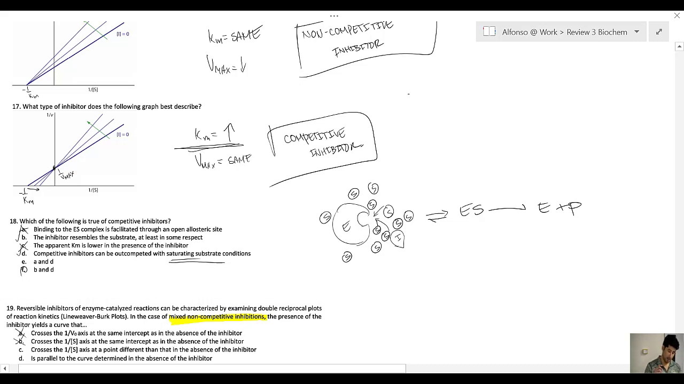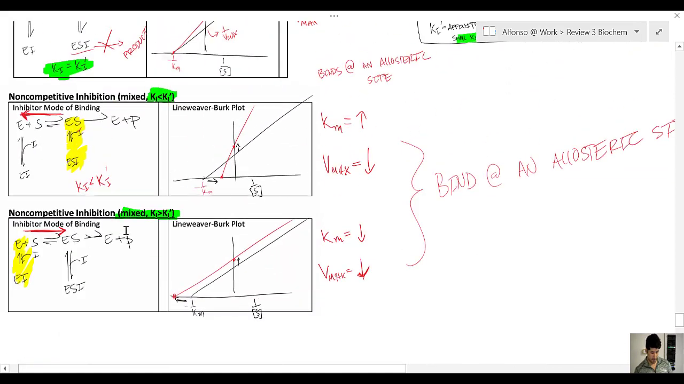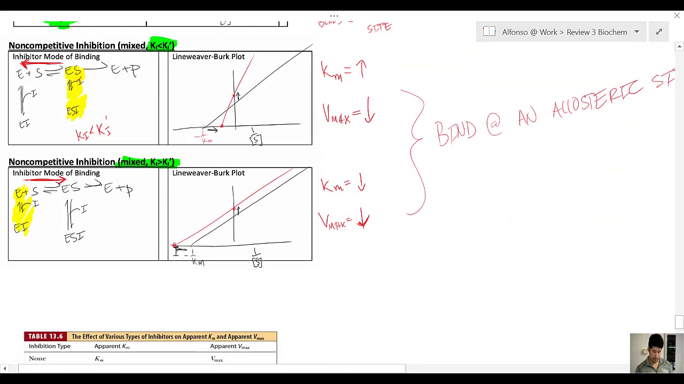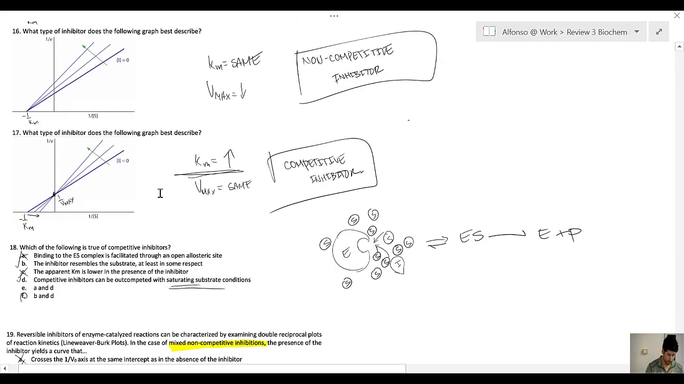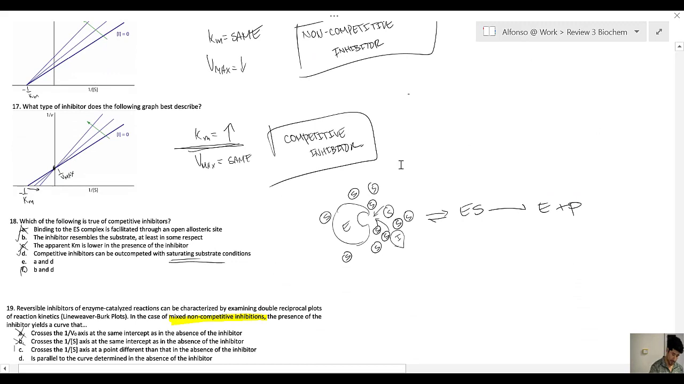What about C? Crosses the 1 over S axis at a point different than that in the absence of the inhibitor. Is that true or false? That is true. Look at that. So here it crosses it to the left of the original 1 over S axis, and here it crosses it to the right of the original 1 over S. So therefore C is true. What about D?